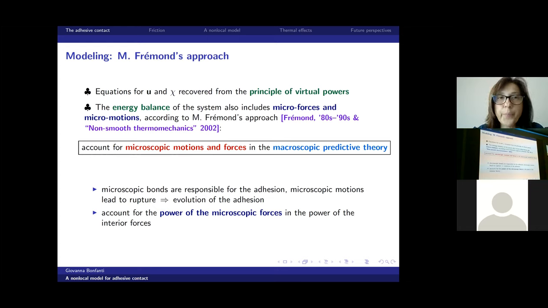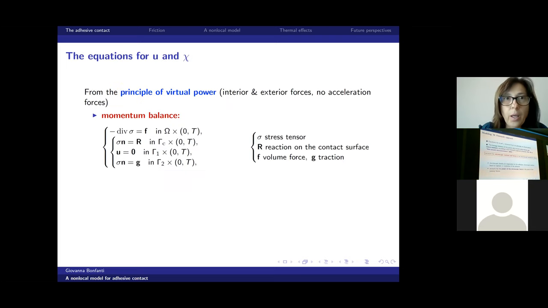That is, we derive the equations for U and key from the principle of virtual powers, in which also the power of microscopic forces is included. This is the new part. In fact, adhesion is a typical phenomenon where microscopic forces, microscopic movements give rise to macroscopic effects. So we have to take into account also the power of such microscopic forces in the balance. And in this way, we can derive two equations.